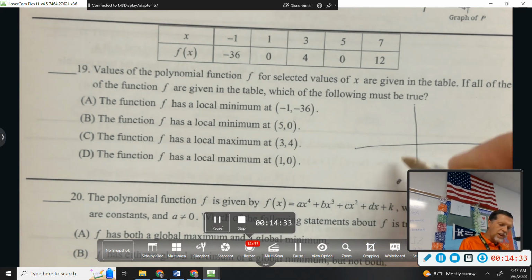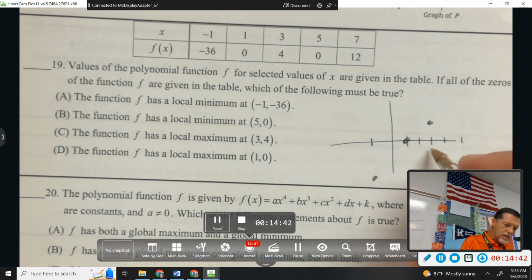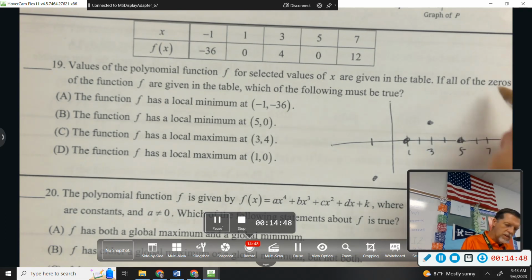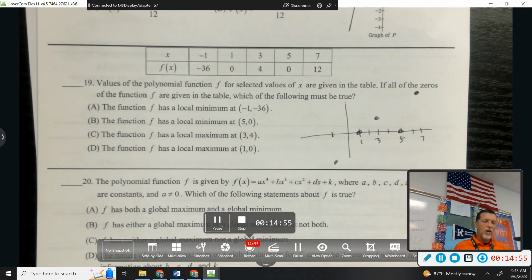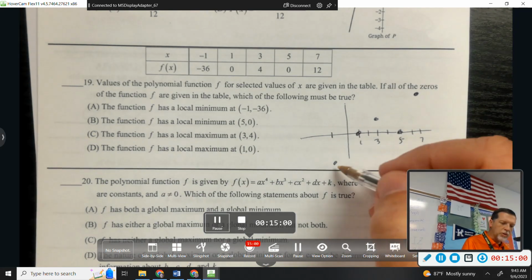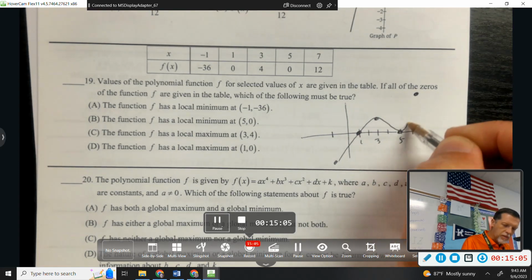-1, -36. 1, 0. 3, 4. 5, 0. And 7, 12. And all the zeros are given. That means I can't cross the axis anymore. So that means I should be able to do a rough sketch of this thing. Something like that.